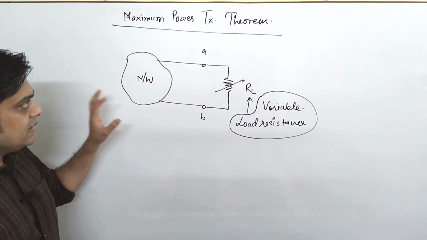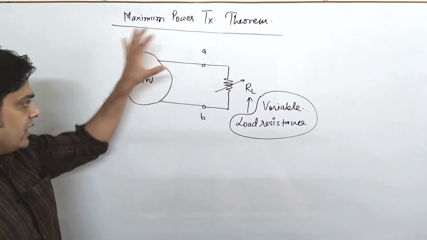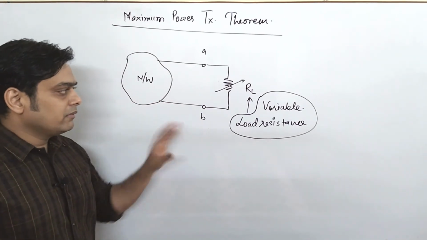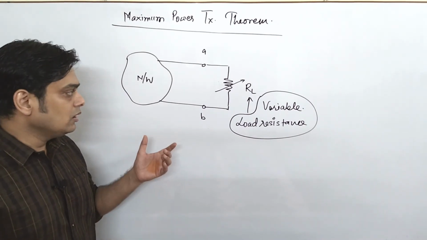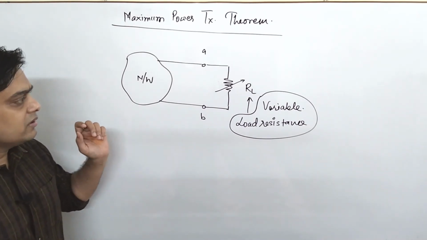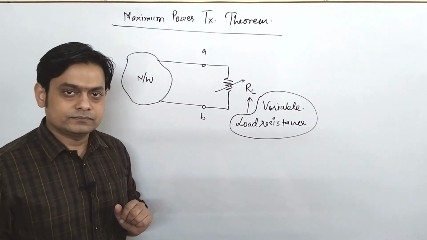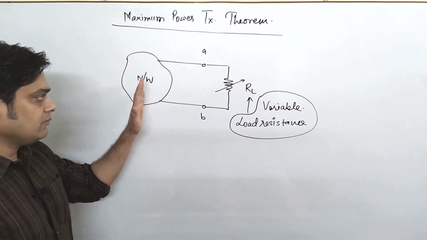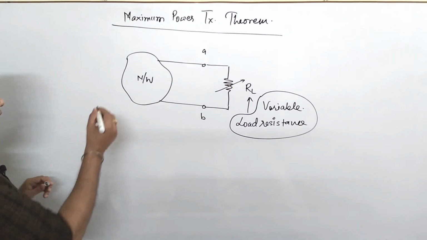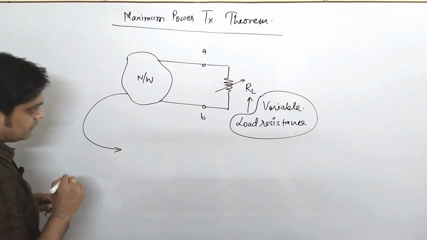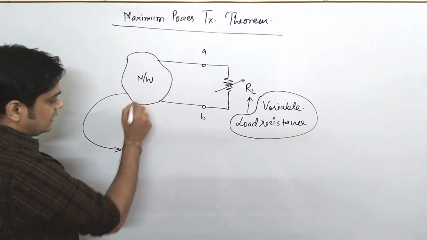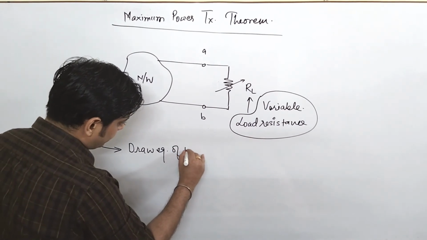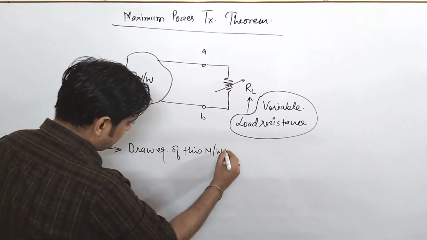So basically you have to find a certain condition in the network where the maximum power transfer occurs. Now the very basic question is how we find that condition, under which maximum power is transferred from some network to the load. For analyzing such a condition, we draw the equivalent of this network. Very important thing, please keep in mind.